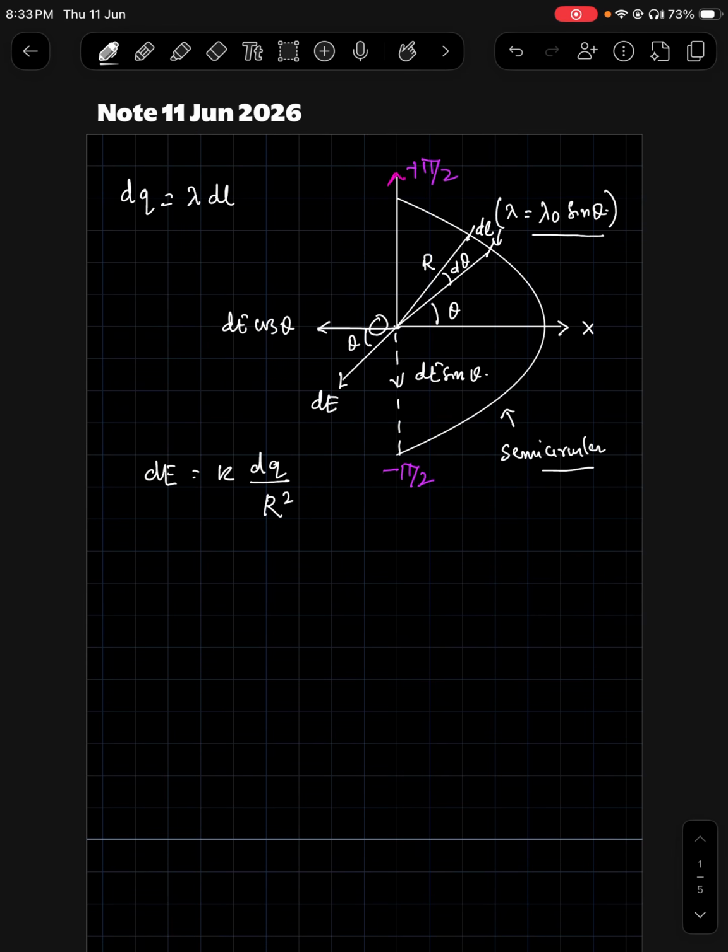Okay. So I'm going to solve the problem in my way. That is, I have taken a small line element dL here. It is a very interesting problem because here the charge density varies with theta. Okay. So next thing is okay.